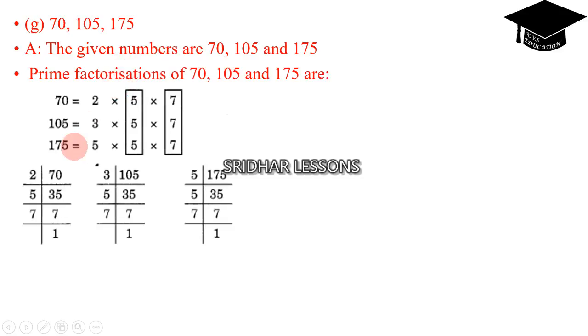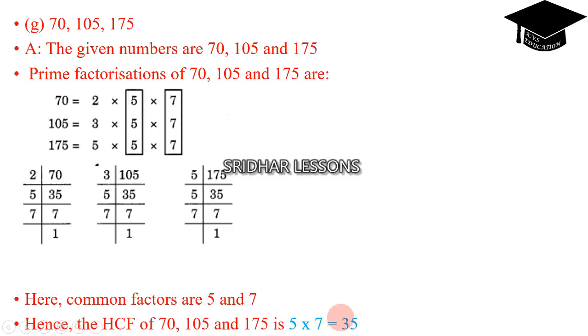Prime factorization. For 70, the factors are 2, 5 and 7. For 105, the factors are 3, 5 and 7. And for 175, the factors are 5, 5 and 7. Out of which the common factors are 5 into 7. So the HCF is 5 into 7, that is 35.